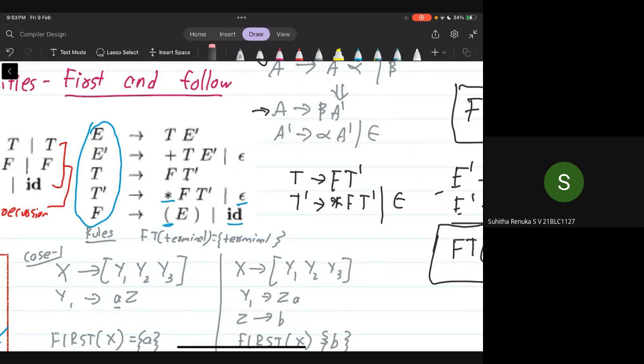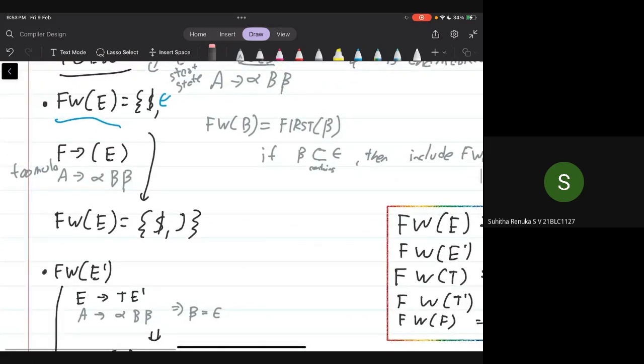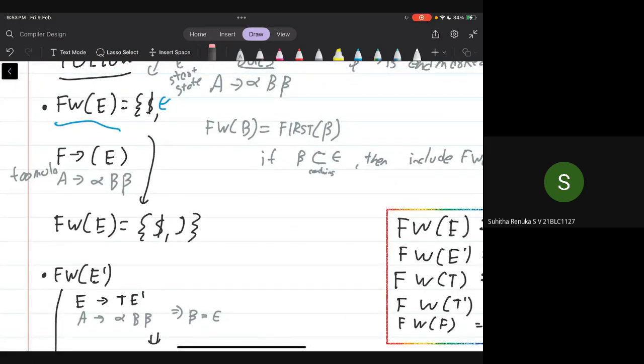Where, in which grammar, in which rule does E occur in the right hand side? Last rule only. F goes to opening bracket E, closing bracket. So you write that over here. F goes to opening bracket E, closing bracket, and the formula for it is this one.